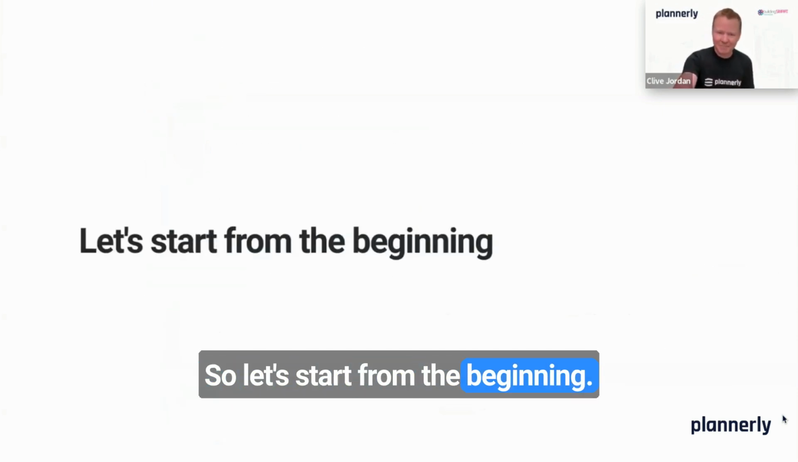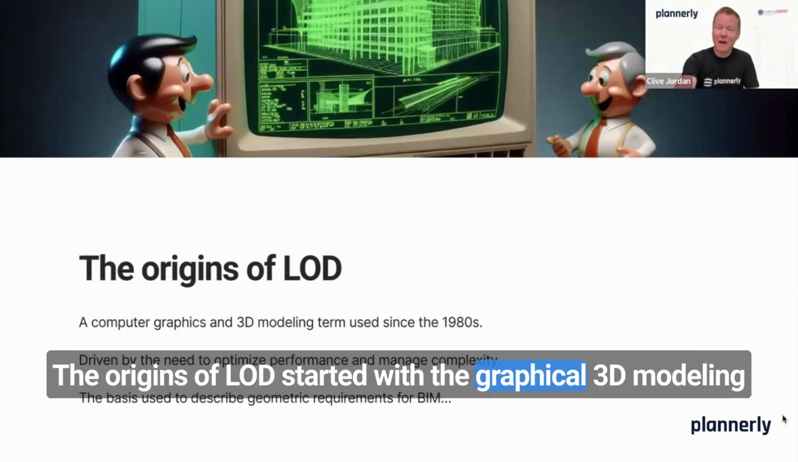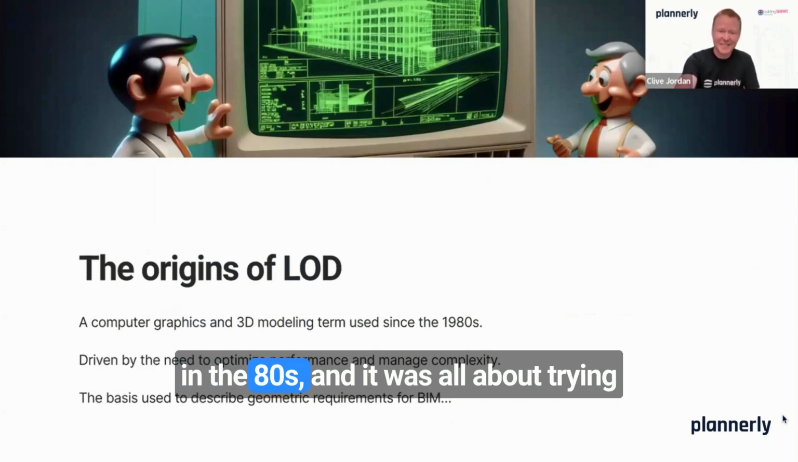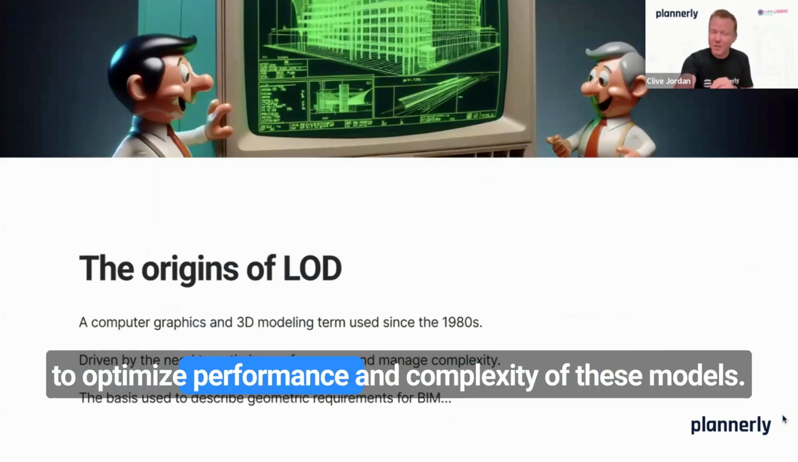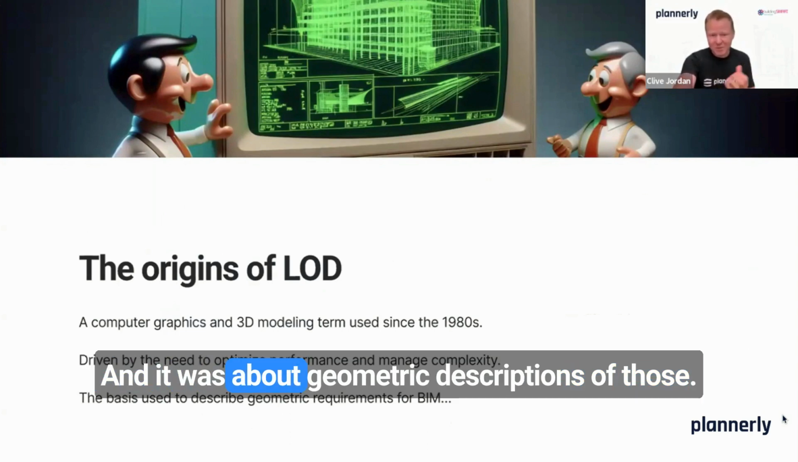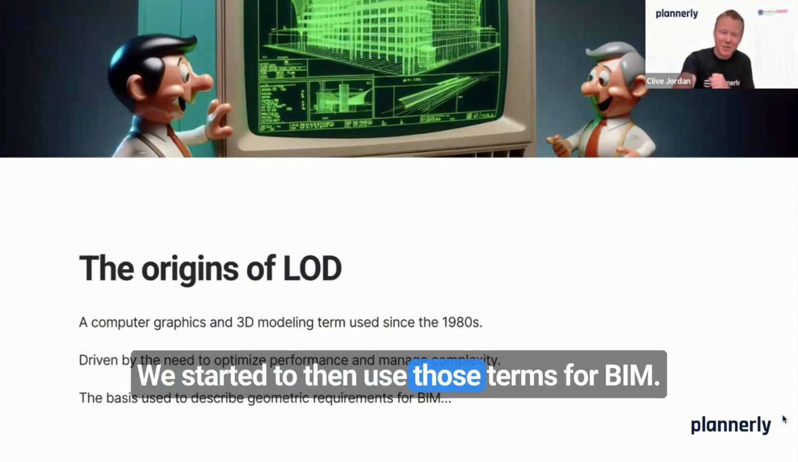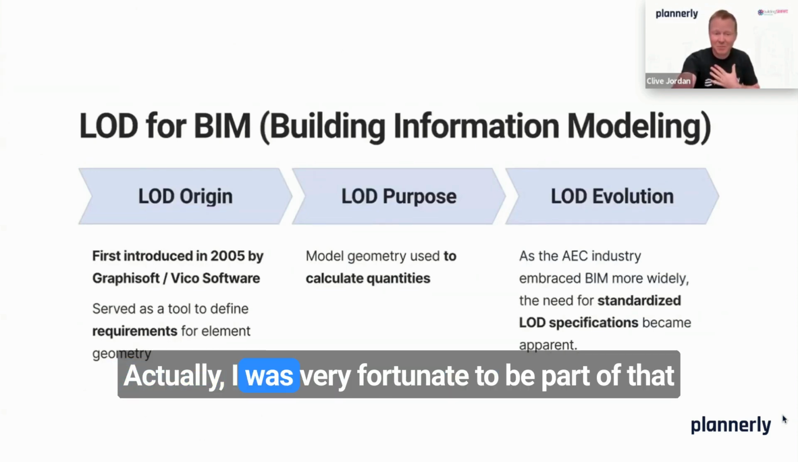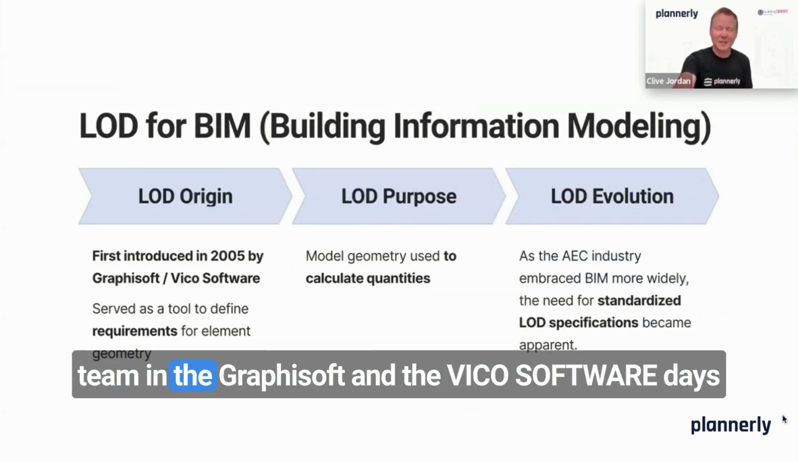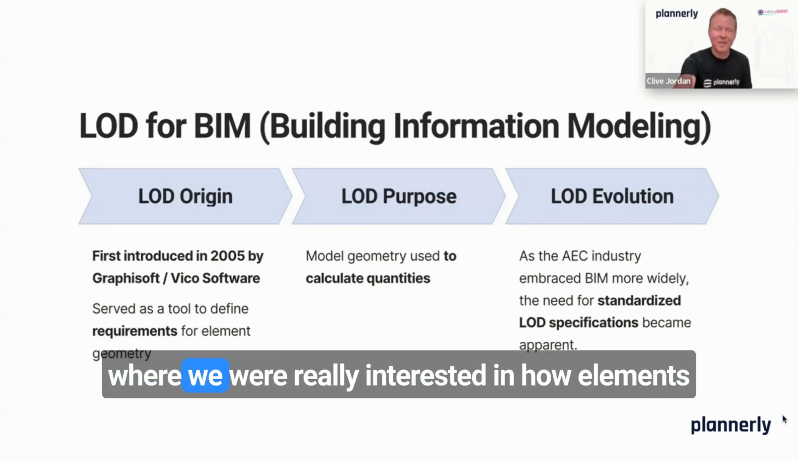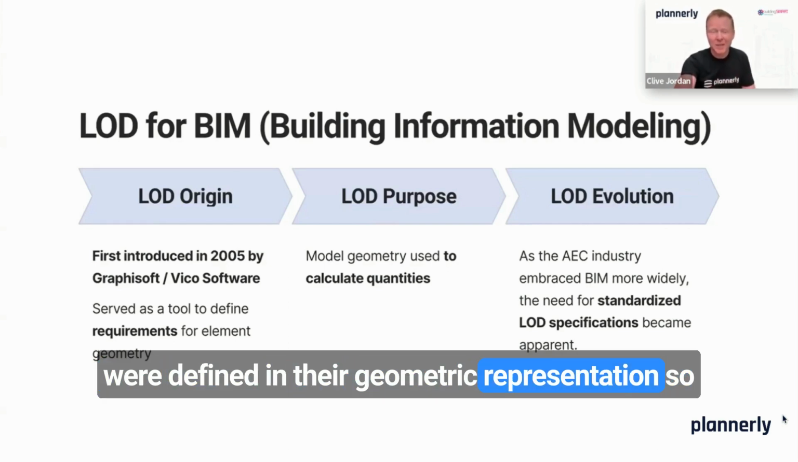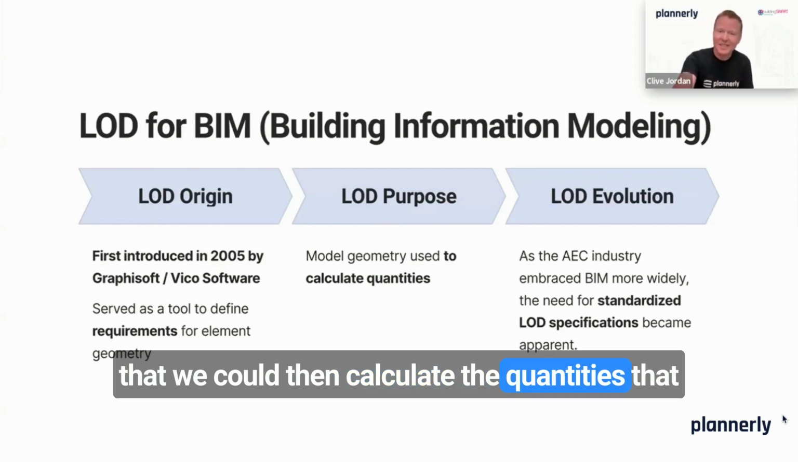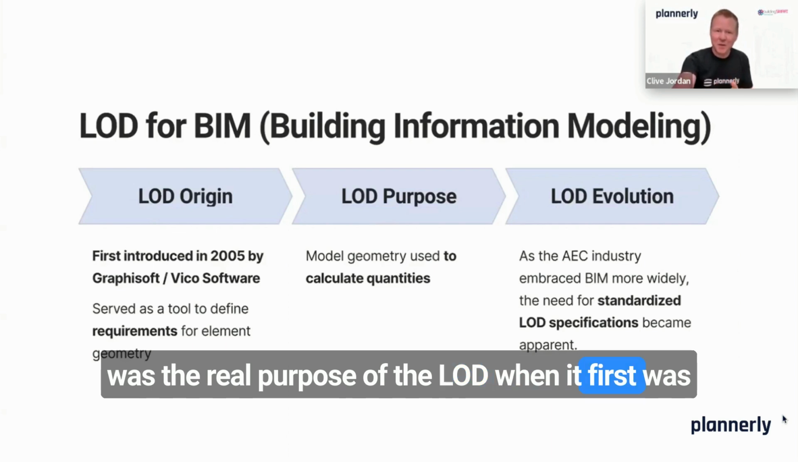So let's start from the beginning. The origins of LOD started with graphical 3D modeling in the 80s, and it was all about trying to optimize performance and complexity of these models, with geometric descriptions of those. But we started to then use those terms for BIM. The origin in 2005, and I was very fortunate to be part of that team in the Graphisoft and Vico days, was that we were really interested in how elements were defined in their geometric representation so that we could then calculate the quantities. That was the real purpose of LOD when it was first generated.